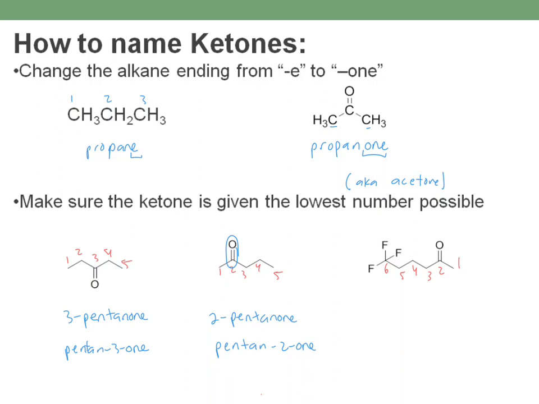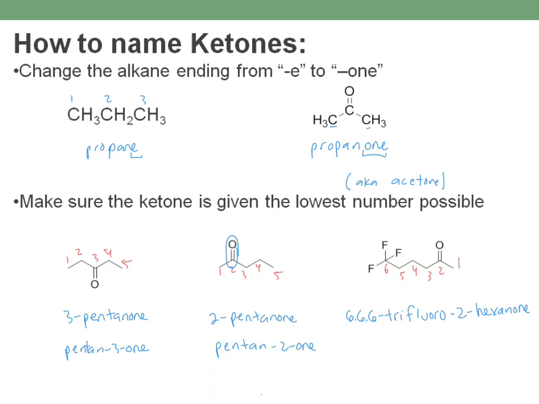So in this case, we have a 2-hexanone and a 6,6,6-trifluoro. So this would be 6,6,6-trifluoro-2-hexanone. Or again, hexan-2-one, whichever way your instructor wants. I'll accept both ways. IUPAC specifically wants where the locant is in the middle. So that's how you basically name ketones.